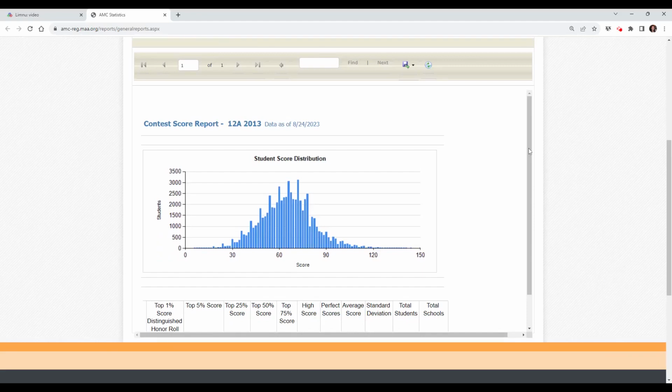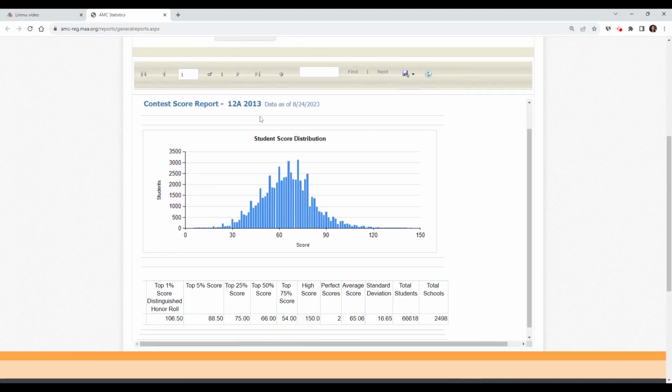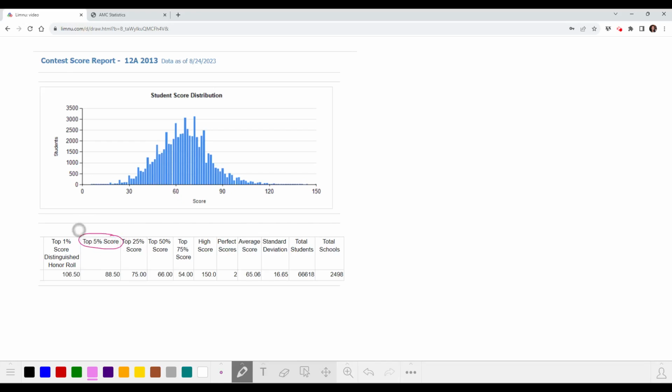Here we get a really nice histogram of scores from the AMC 12A that year. Let's take a closer look. This top 5% score is what you need to get to earn a qualification to take the AIME. In 2013, for this exam, that score was 88.5.